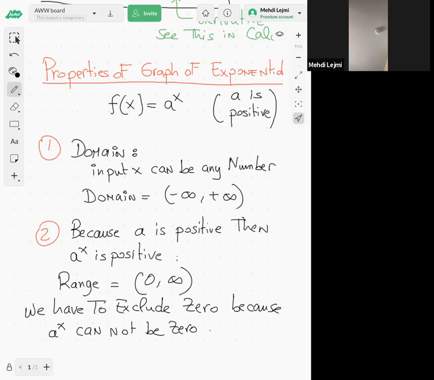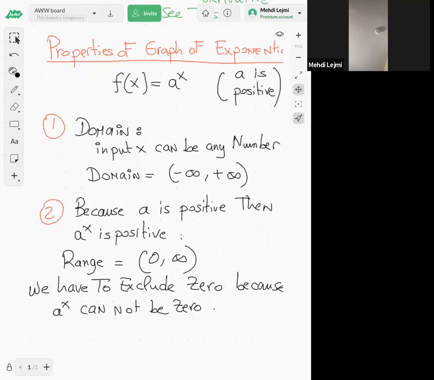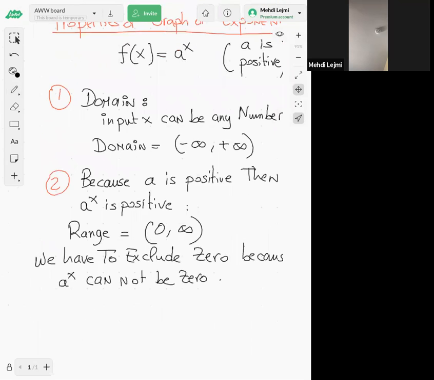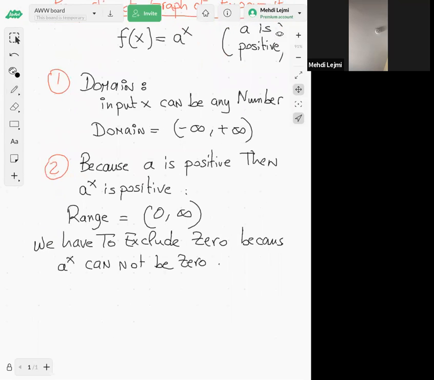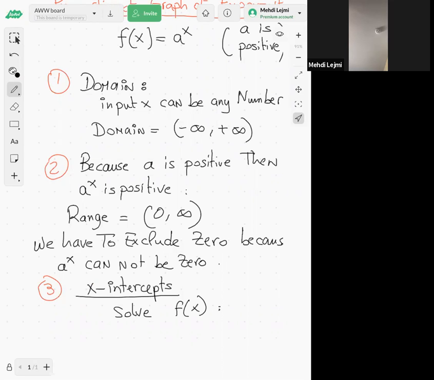Okay, that's because, again, a is positive, right? Now, the x-intercept. What about the x-intercept of this exponential function in base a to the power x? So next property, the x-intercept. Remember guys how we find the x-intercept? We have to solve f of x equal to 0, right? That's how we find the x-intercepts.